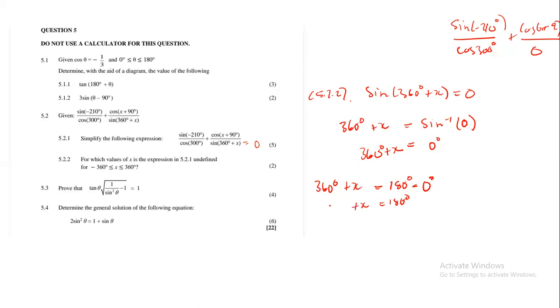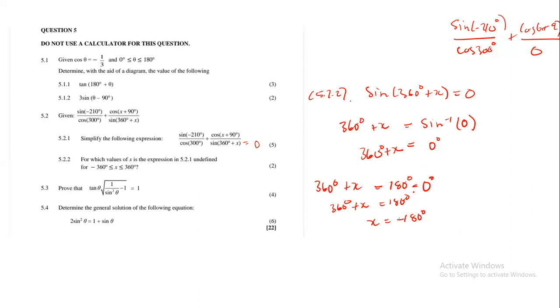Here we have x, and then there we have 360 degrees, and then I transpose 360 to the other side of the equation. Therefore I'm going to say 180 minus 360 is going to be negative 180 degrees. This is the first solution. And then the second solution, how am I going to determine it?